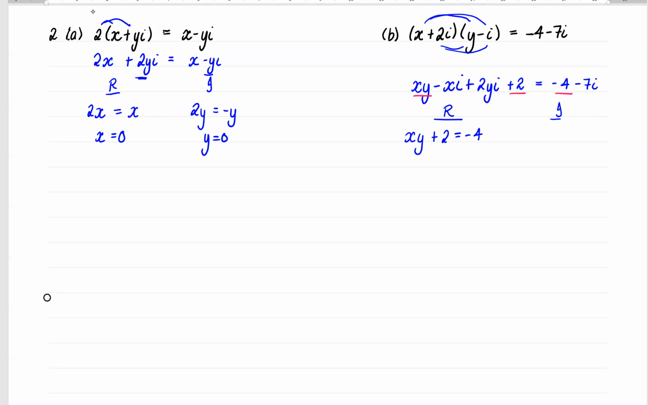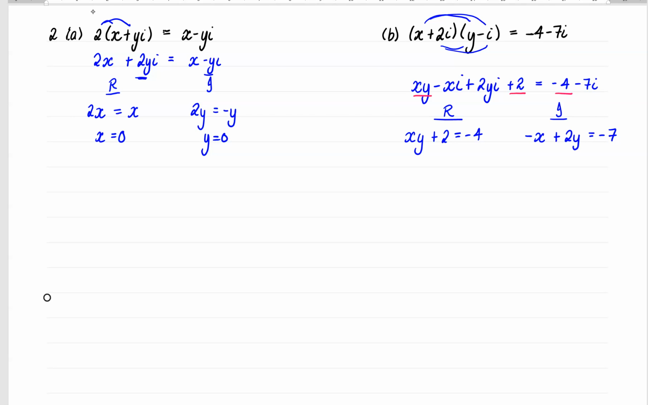And then what's our imaginary? Remember, ignore the i's. The i's just tell you that's the imaginary part. So it's minus x plus 2y, right, equals minus 7. So we've now got two equations with two unknowns. This becomes a purely algebra thing to solve. It's not as simultaneous as in do elimination or anything like that, but we can do substitution.